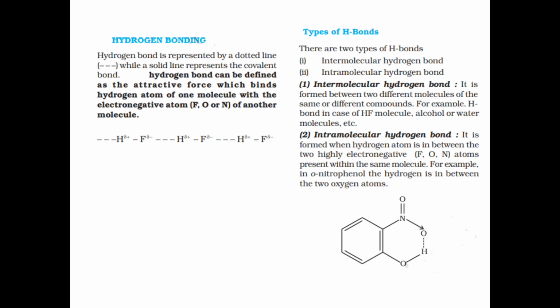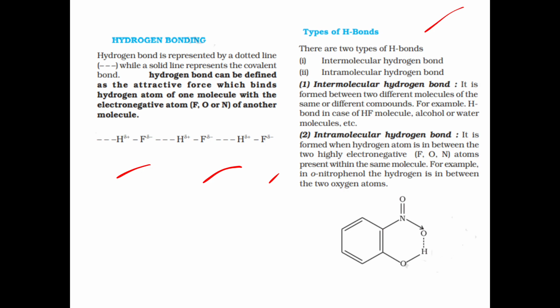Now come to hydrogen bonding. Hydrogen bond is represented by a dotted line. A hydrogen bond can be defined as the attractive force which binds the hydrogen atom of one molecule with an electronegative atom, fluorine, nitrogen or oxygen, of another molecule. The common example is HF. Here is two-dimensional hydrogen bonding by linear hydrogen bonding.